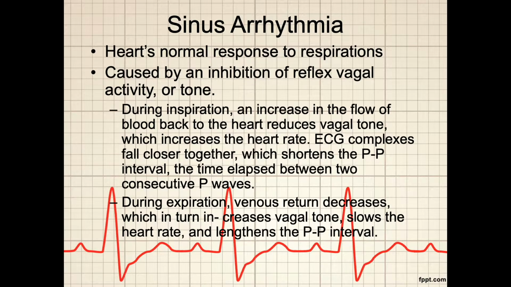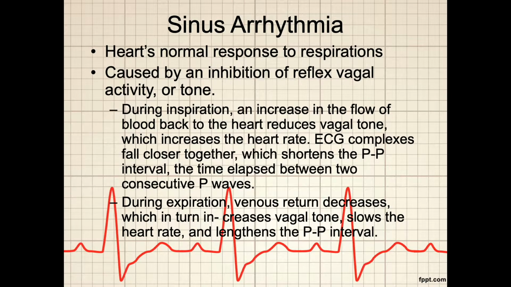During inspiration, an increase in the flow of blood back to the heart reduces vagal tone, which increases the heart rate. ECG complexes fall closer together, and this shortens the P to P interval, or the time elapsed between two consecutive P waves. However, during expiration, the venous return decreases, which in turn increases vagal tone, slows the heart rate, and lengthens the P to P interval.